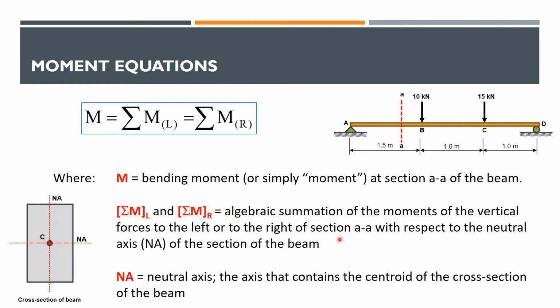So for example, ito yung cross-section ng beam. Ang very common cross-section ng beam ay rectangular. So in a rectangular section, madali natin ma-determine ang centroid nito. Kung ito ang centroid nitong cross-section ng beam, yung axis that passes through the centroid, whether horizontal or vertical axis yan, we call it the neutral axis. So makikita natin yung magiging gamit nitong neutral axis when we compute for the stresses in beams.